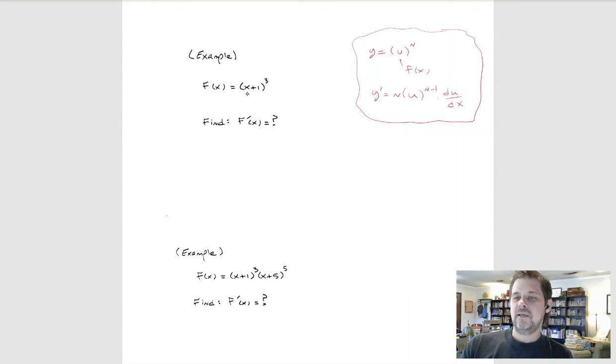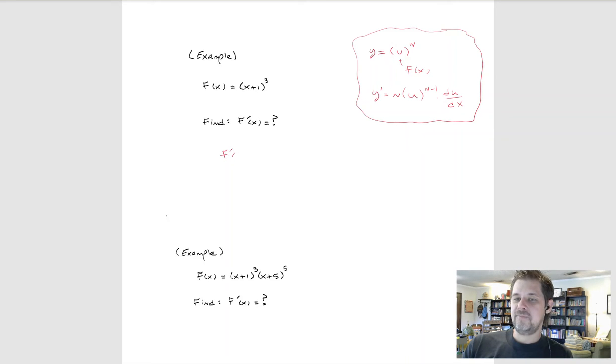The function is x plus 1 to the third power. So far that is like this: x plus 1 would be like the u, to the third power, that'd be like the n. It's a function raised to a power. And I want f prime. F prime is a notation for the derivative. This would be the rule to find that.